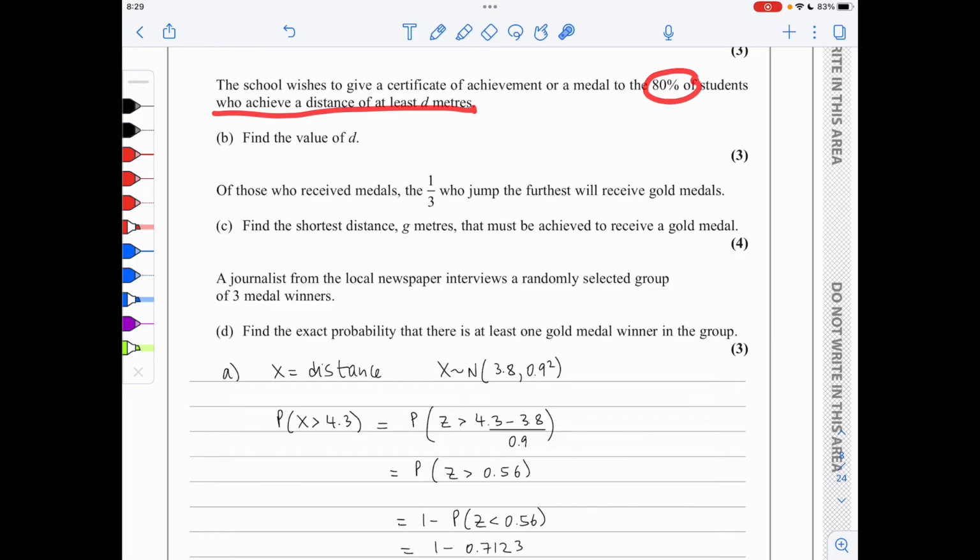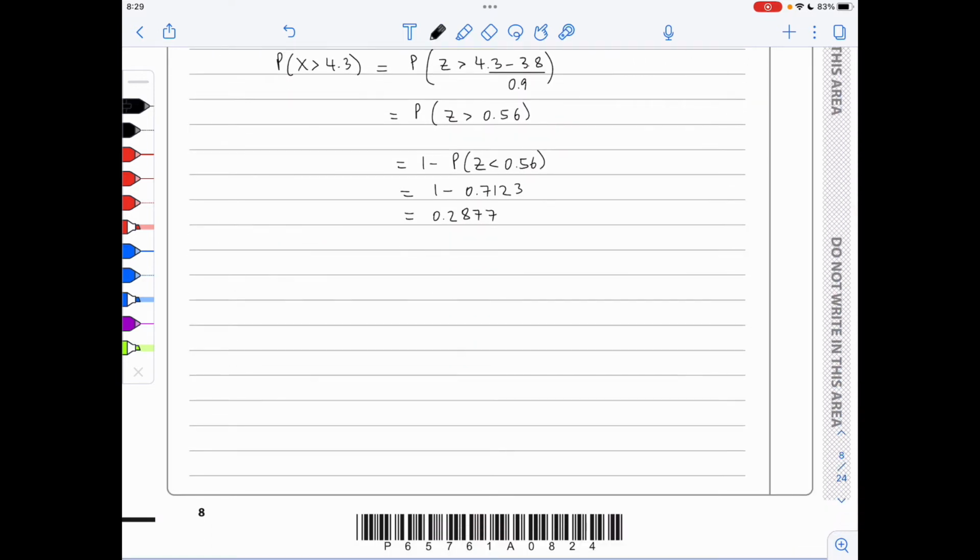In B, the school wishes to give a certificate of achievement or a medal to the 80% of students who achieve a distance of at least d meters, and we need to find the value of d. In other words, we need to solve the probability of x greater than d being 0.8. So we start again by standardizing. So z greater than d minus 3.8 over 0.9. This is equal to 0.8.